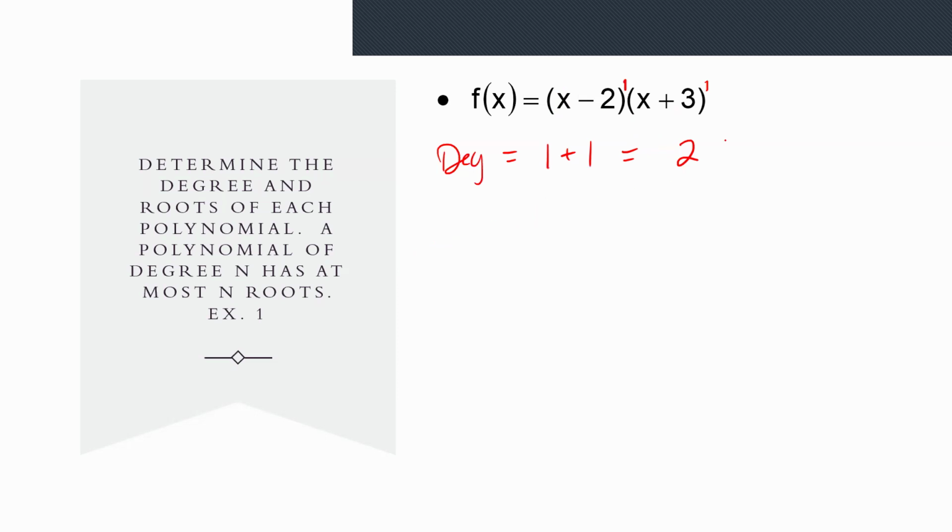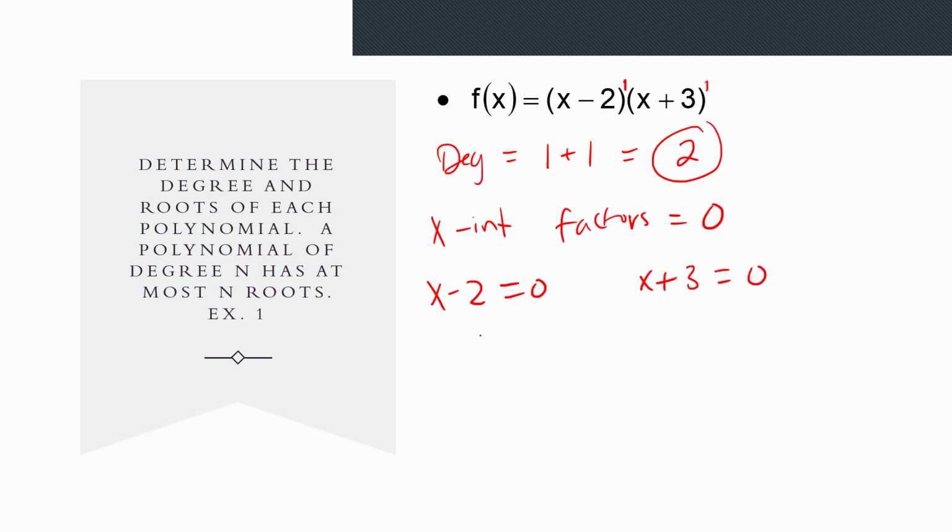So the degree is 2. That's the first thing you can tell from the factors. The second is, what are your roots, your x-intercepts? Your x-intercepts come from setting your factors equal to 0. So I have x minus 2 equals 0, and I have x plus 3 equals 0.